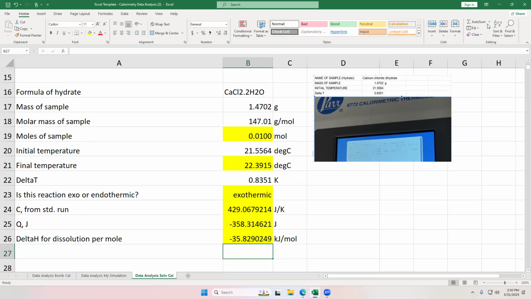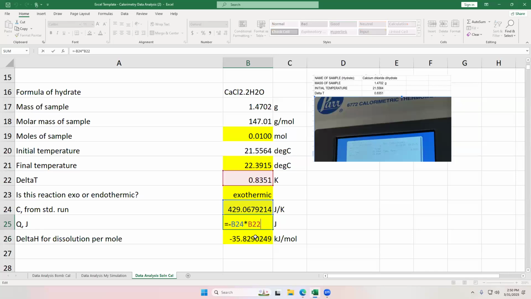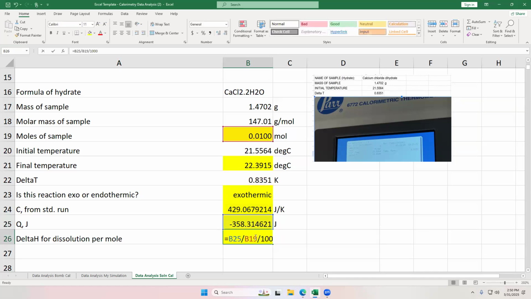Okay. Can you scroll up? Which one? This one? Q is minus C cal times delta T. And delta H is the actual Q divided by the actual number of moles because you want it per mole. But you divide by 1,000 because I want it in kilojoules per mole. Okay?